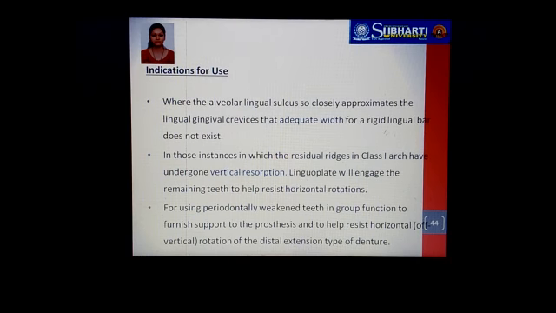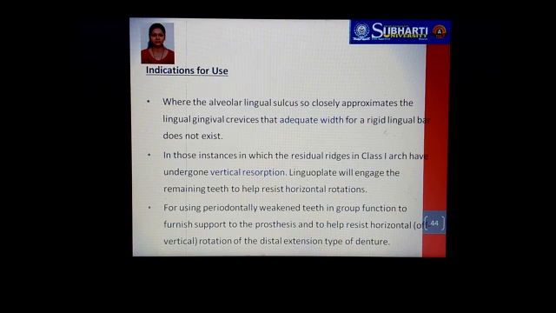So it is going to cover the periodontally weak teeth, thus increasing the rigidity of the design as well as providing support to the remaining teeth and acting as an indirect retainer. In such cases, it is going to provide support to the remaining periodontally compromised teeth. So for using periodontally weakened teeth in group function and to furnish support to the prosthesis, it is going to help resist horizontal rotation of the distal extension type of denture. When it covers the cingulum portion, it provides strength or a splint effect to the periodontally weak remaining teeth.